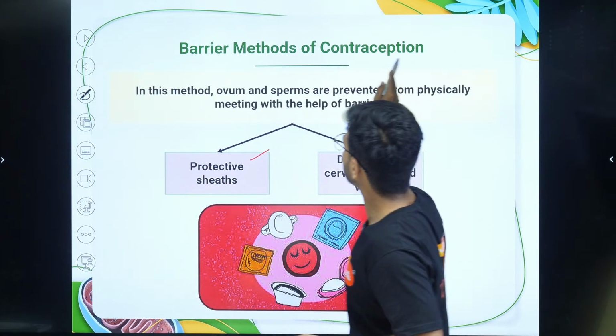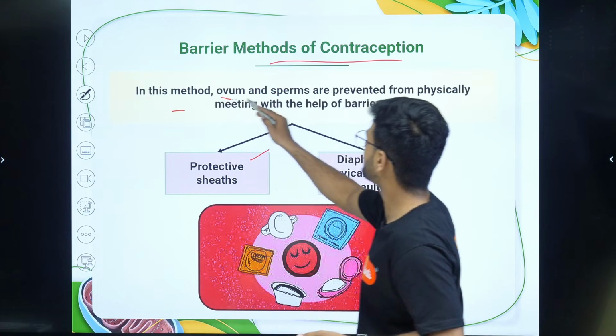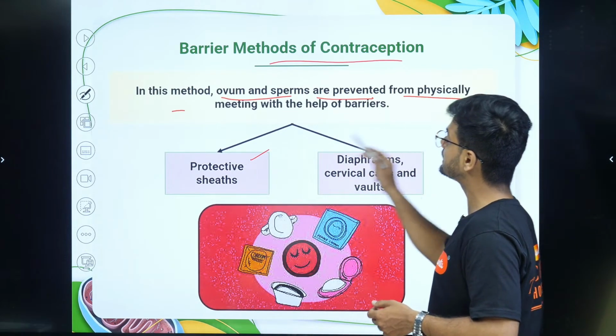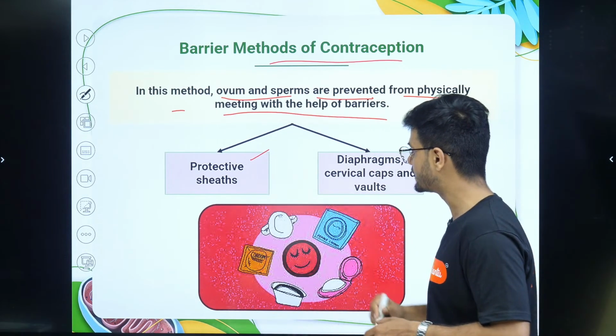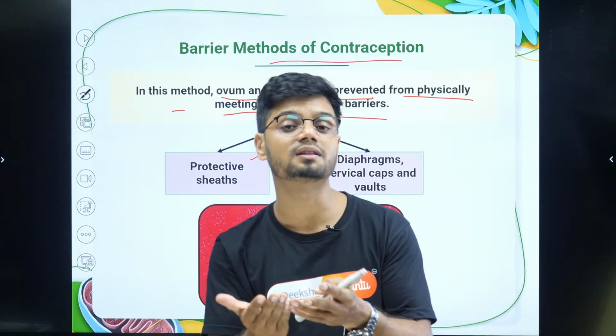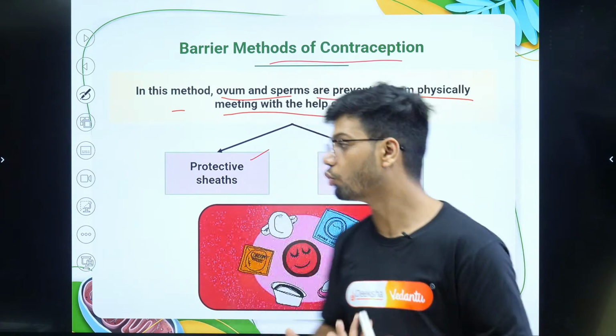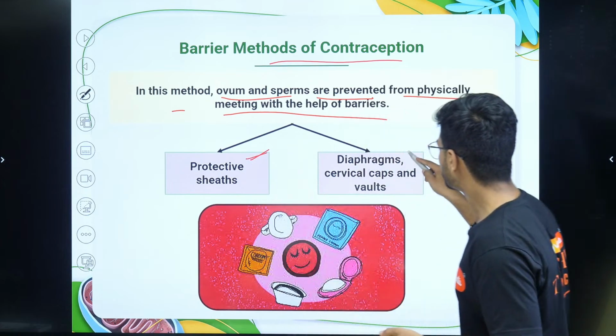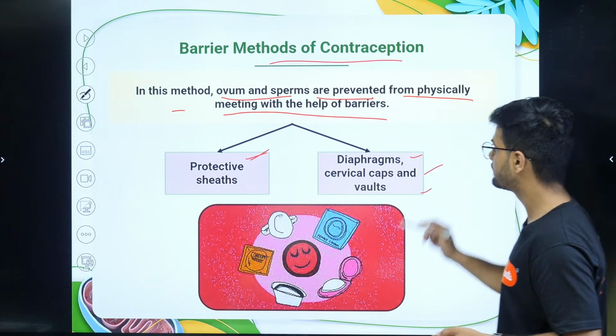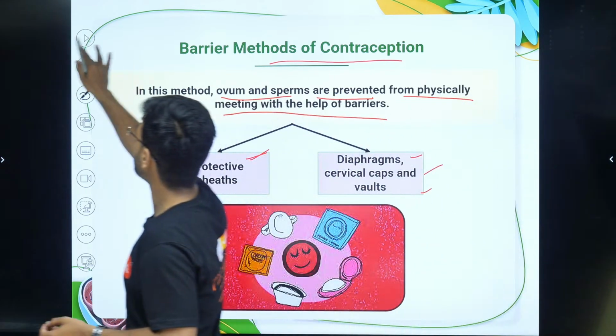Barrier method: the ovum and sperm are prevented from physically meeting with the help of a barrier such as a condom. A condom will prevent the meeting of sperm and ovum. Diaphragms, cervical caps and vaults are also there. That is the barrier method.